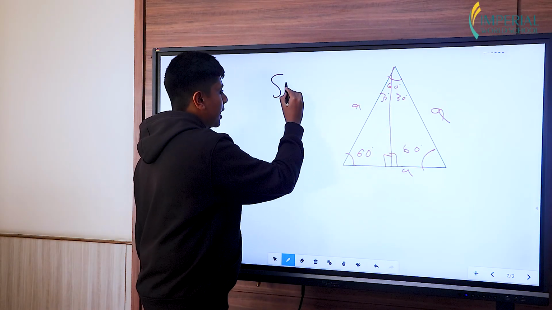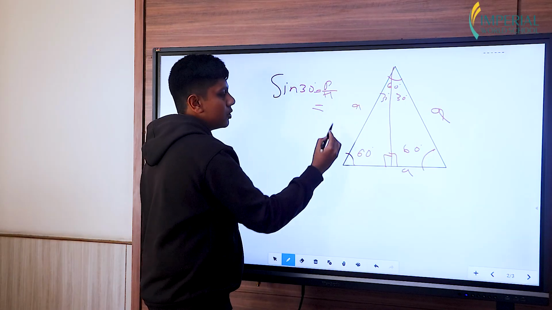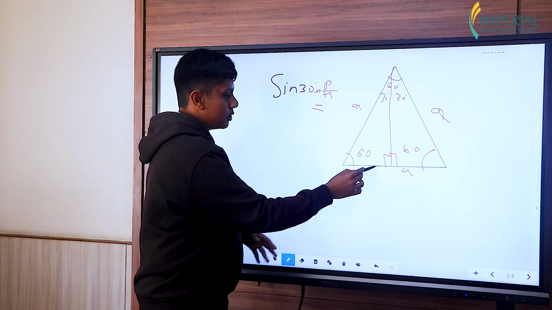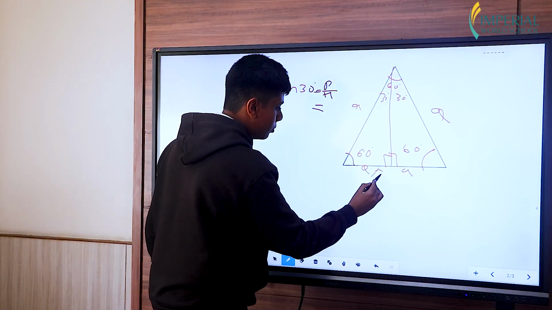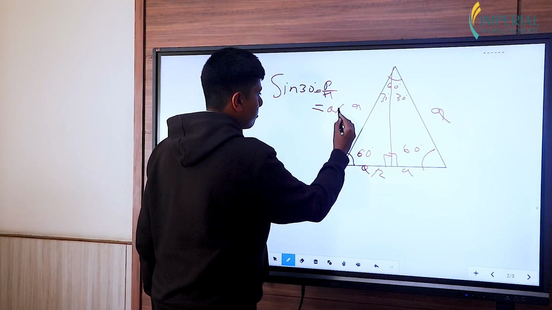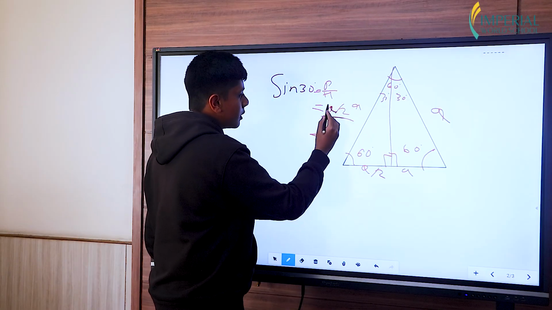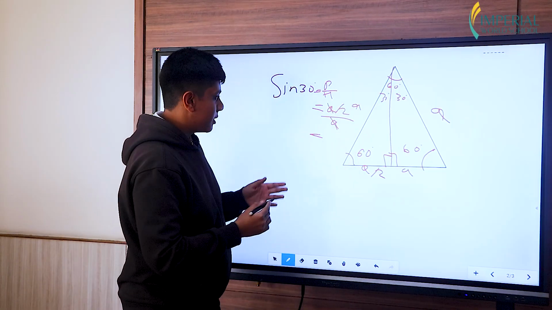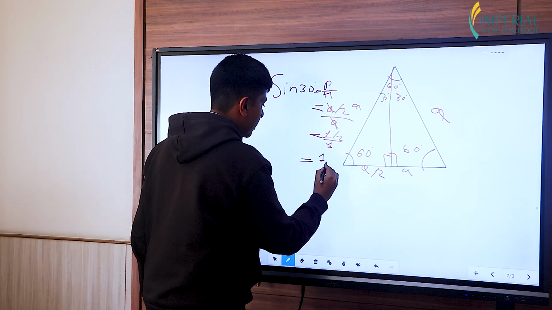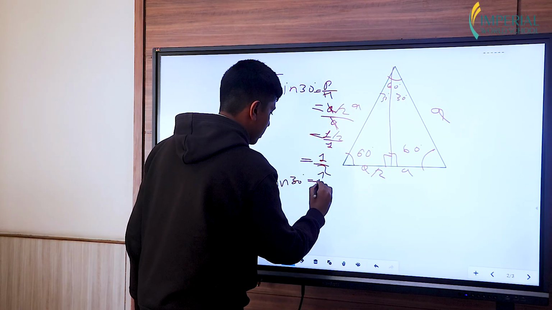Now to prove sine 30 degree, as we know, sine is p by h. Here p is the side opposite to the 30 degrees, so it is this part, and this part can be written as a by 2 since the median divided the equilateral triangle into two halves. So we can write a by 2 by h, h being a over here. Then a cancels out, and we can write it as 1 by 2 by 1, which is again 1 by 2. So ultimately sine 30 degree becomes 1 by 2.